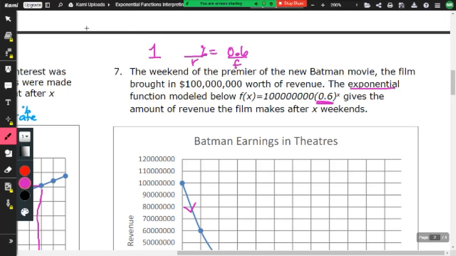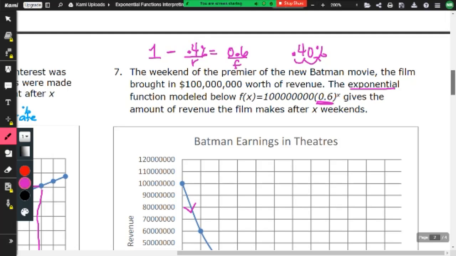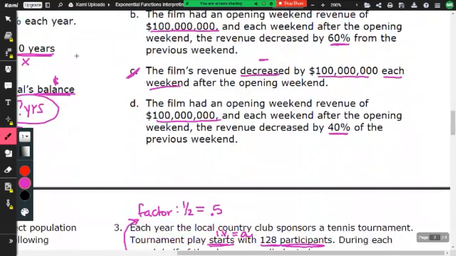Now, since we're decreasing, we subtracted. What did we subtract to get to 0.6? 0.4. That's the one that you switch to a percent, and you get 40%. So your actual answer is which one? D. Don't let one like this trick you. Know the difference between a factor and a rate. Rate is always in percent.